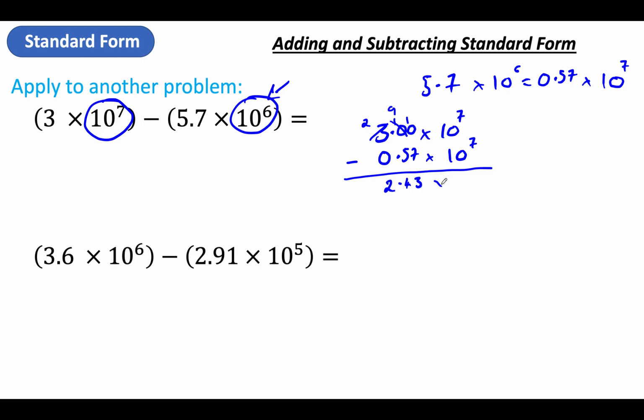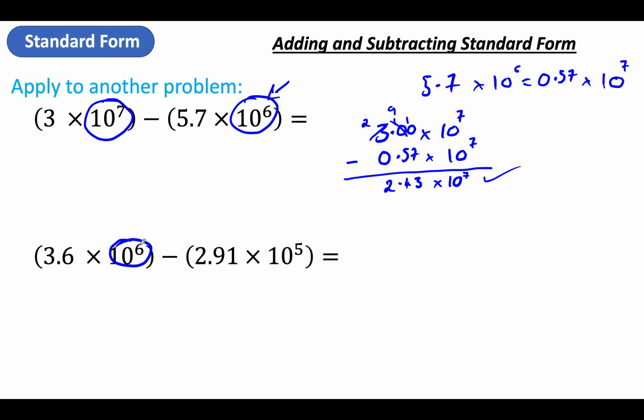So 2.43 times 10, and the powers stay the same, 10 to the power of 7. And even if you use method 1 for this, turn them into ordinary numbers, subtract, change it back, you should still get the same answer. Okay? Still confused? Hopefully not, but you might be. Who knows? Let's give it another go.